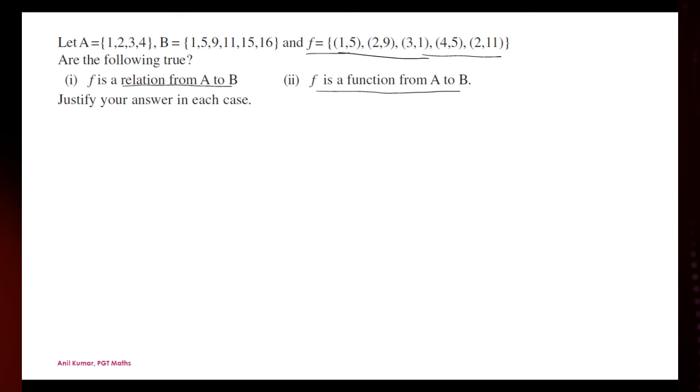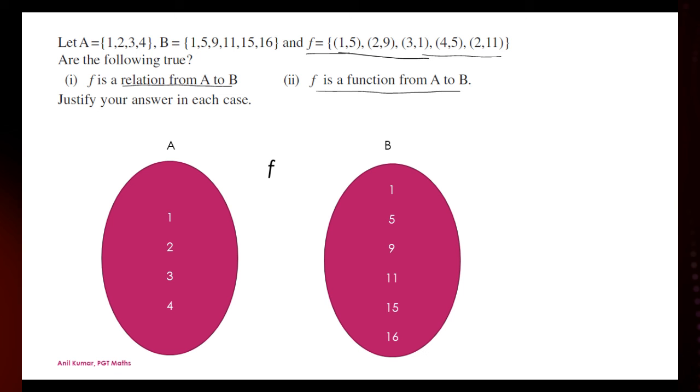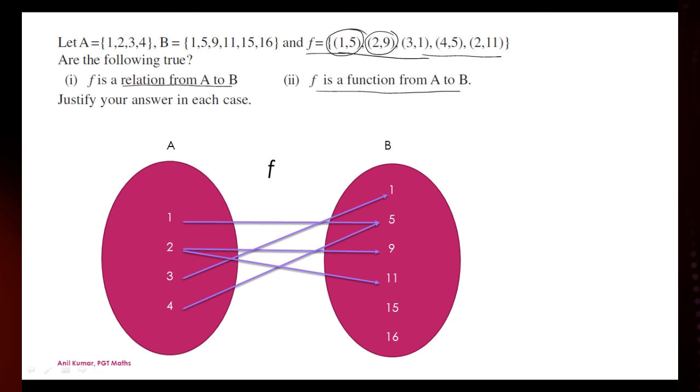Let's check. So simply I am drawing the arrow diagram to get a clearer understanding. So 1 is associated with 5, 2 with 9, 3 with 1, 4 with 5 and 2 with 11. So is it a relation? Yes, this is a relation where some elements of set A are related with B. So the first condition is true.